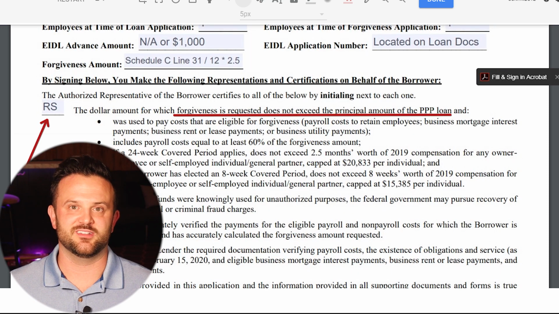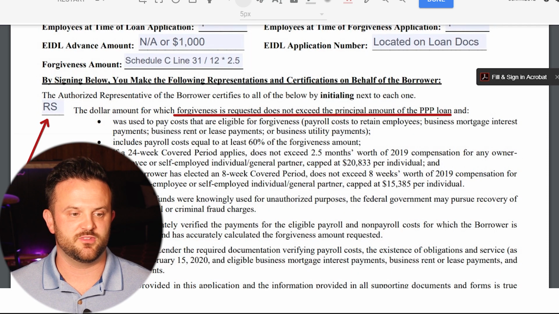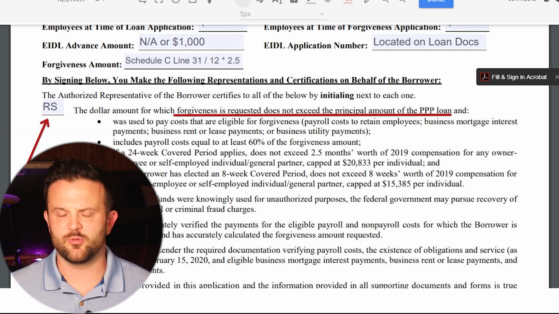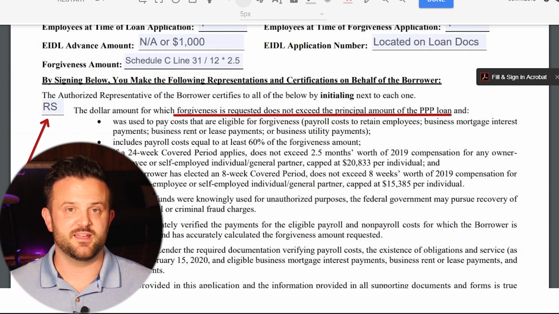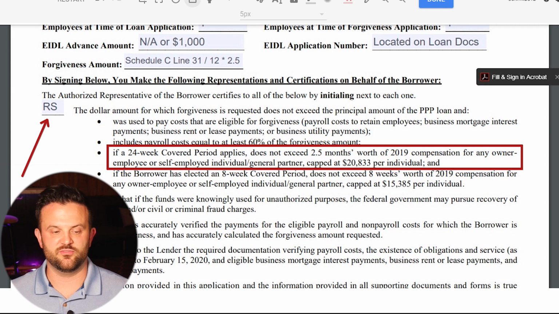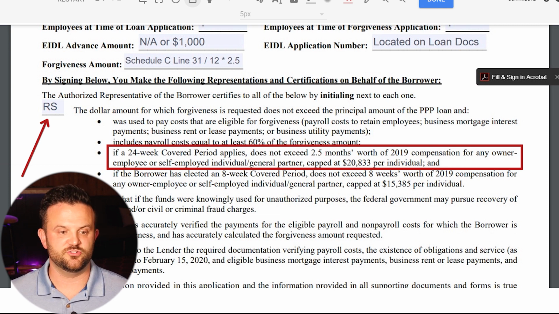Okay, let's move on to this last part of the forgiveness application. You have to initial a series of statements. If you take a look at this first one, they're saying that the dollar amount which the forgiveness is requested does not exceed the principal amount of the PPP loan. Go ahead and sign that. Also, you can see here that if you are using that 24-week covered period, you're able to get the owner's compensation of the 2.5 months as opposed to if you were doing the 8-week covered period.